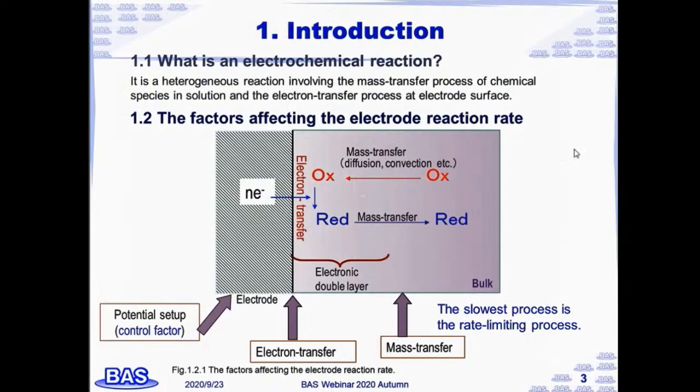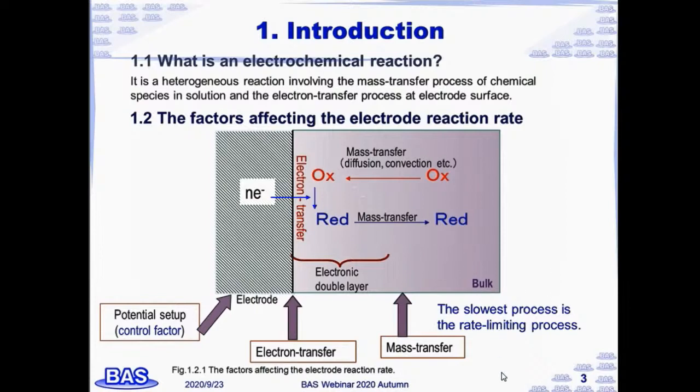An electrochemical reaction is a heterogeneous reaction involving the mass transfer process of chemical species in solution and the electron transfer process at the electrode surface. In general, it proceeds through three elementary steps. 1. Substrate mass transfer to the electrode surface. 2. The electron transfer at the electrode surface. 3. The product diffusion from the electrode.